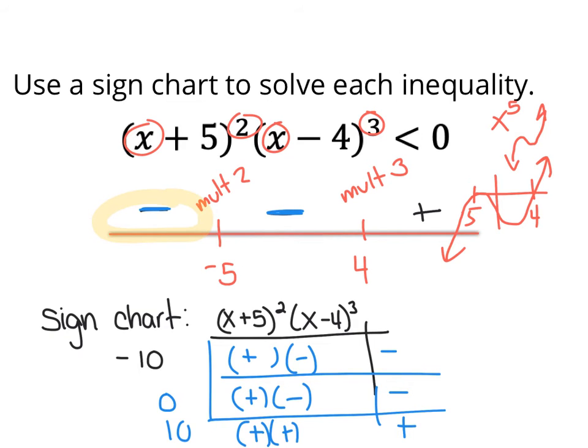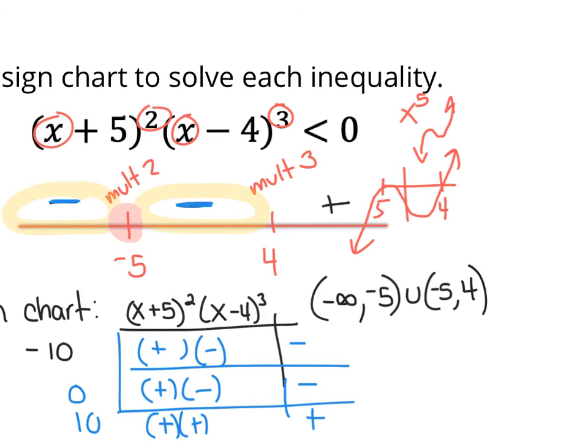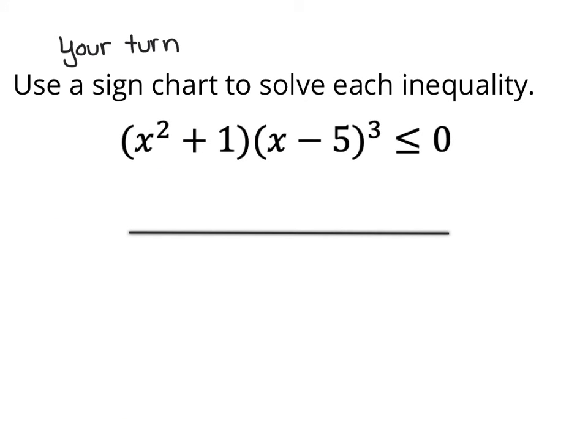to the left of -5. And between -5 and 4, I need to point out that it is equal to 0 at -5. So you need to be careful as you state your solution set. My solution would be -infinity, and it's just parentheses on infinity, -infinity to -5, but -5 is not included. Union -5 to +4.